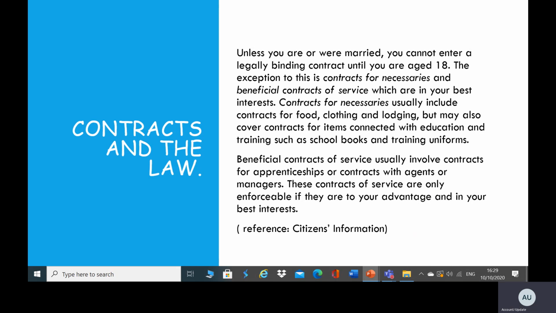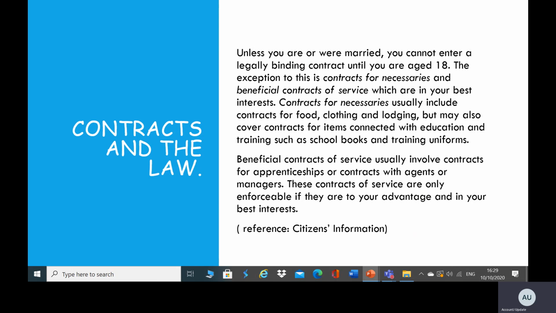Necessities usually include contracts for if you are being supplied food, clothing and lodging, or items like books or uniforms. There can be a contract about that, and the same applies to apprenticeships. So you get all that information on the Citizens website.